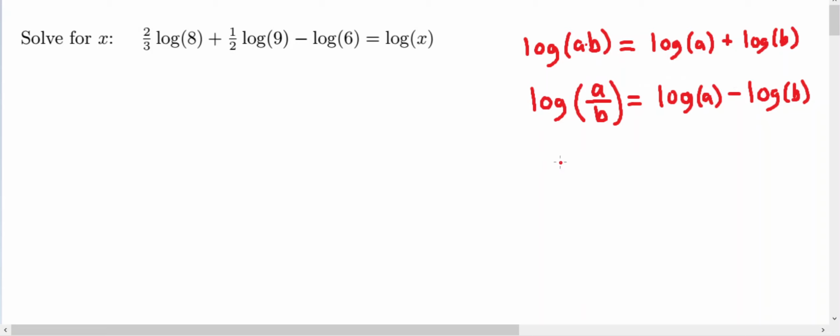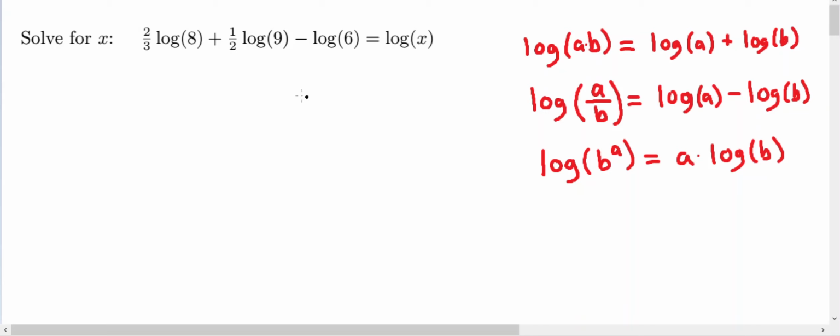And a way to get around exponents is the following. If you have log of b raised to the a, you can basically just drag and drop this a in front as a coefficient to get a times log of b. So these are our log laws, and so let's proceed with the problem here. Ideally, we can get everything in one log over here, and that way it'll equal log of x on the right-hand side, and then just exponentiate based on whatever the base is.